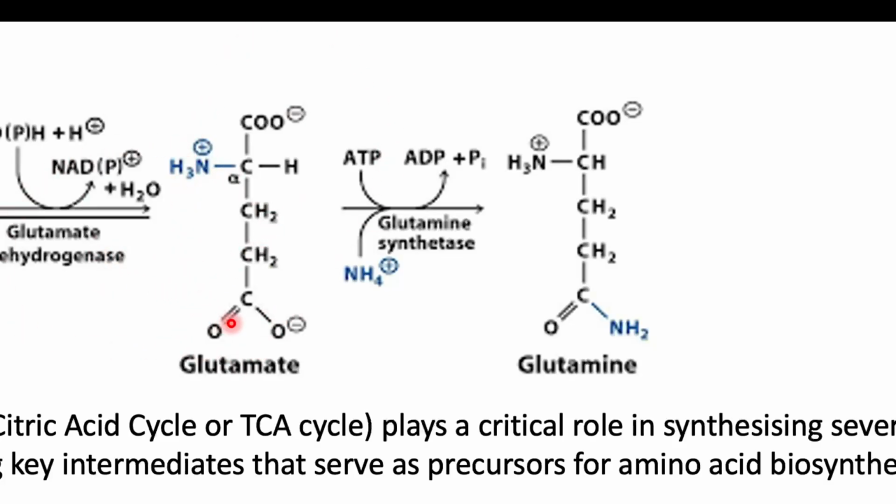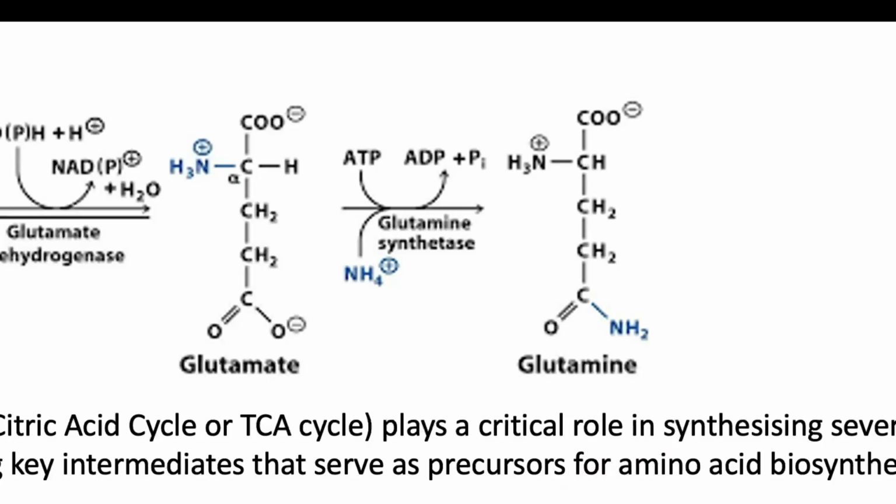Glutamate is an amino acid itself, so the NH3 group here attaches to this alpha carbon, and then glutamate can serve as a precursor, acted upon by glutamine synthetase to form glutamine, addition of another ammonium group, right? So this is how alpha ketoglutarate can feed into amino acid synthesis. The Krebs cycle, citric acid or TCA cycle, plays a critical role in synthesizing several non-essential amino acids by providing key intermediates that serve as precursors for amino acid biosynthesis, as we just saw, alpha ketoglutarate to glutamate.